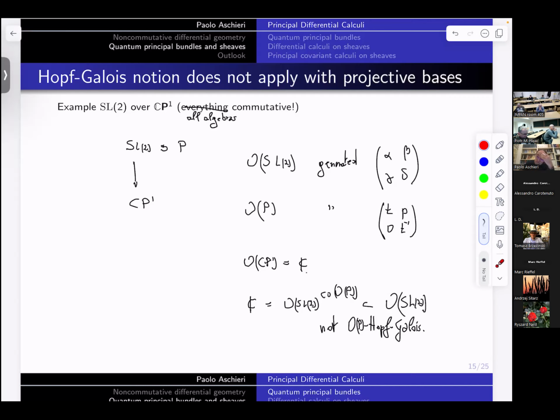In other terms, this idea of going locally is nothing else than considering sheaves of algebras rather than the algebra of the total sections on CP1. And so this is the idea to have a sheaf-theoretic description of what is a principal bundle. In particular, it will apply to this case where all algebras are commutative, and it will apply also to cases in which this algebra, and for CPN, this algebra will be non-commutative.